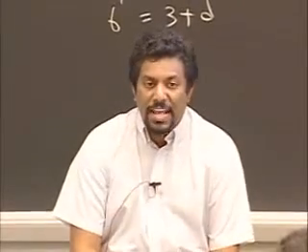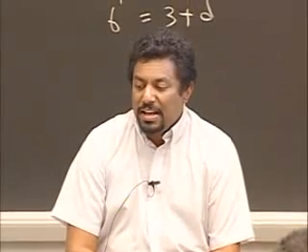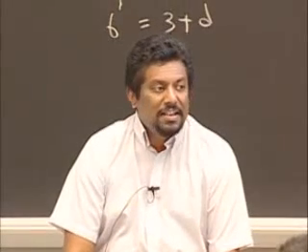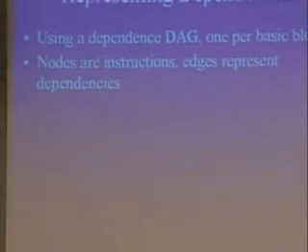And so the key thing is how to represent these things. The simple way to do it is to represent this dependence using a directed acyclic graph. Why is it acyclic? Why is it not an arbitrary graph?